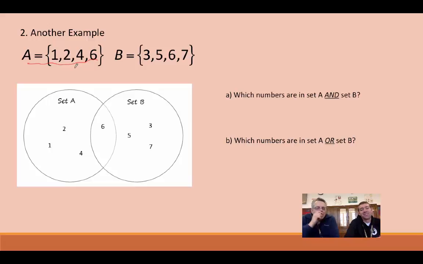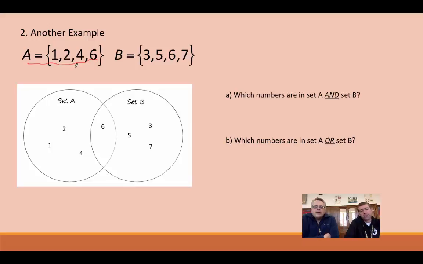Set A has 4 numbers: 1, 2, 4, and 6. Set B has 4 numbers. As long as it's only 2 sets, a Venn diagram is useful for illustrating it. A Venn diagram can be useful for 3 sets as well, but once you get 4 or more, it can get kind of cumbersome. It's a mess. Anyway, same thing.